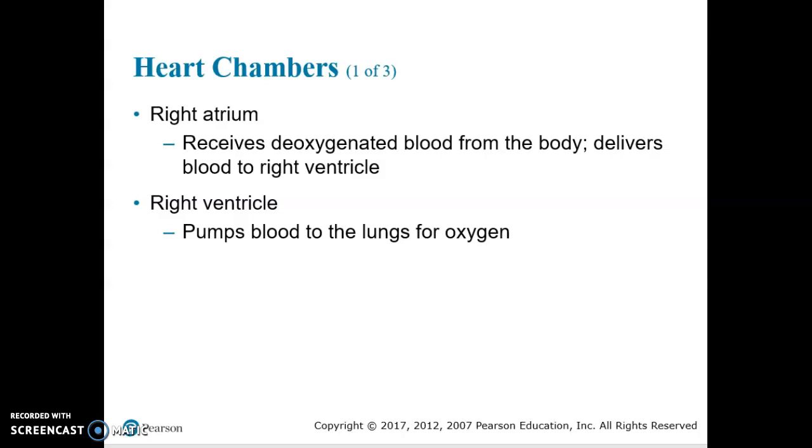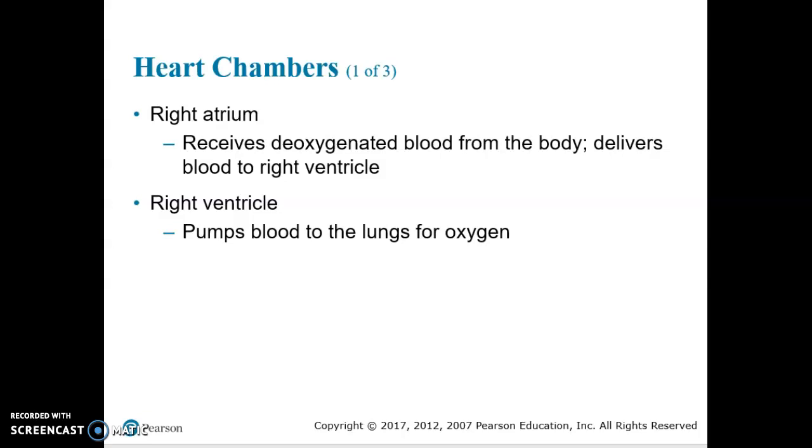Chapter 1, Video 3. Today we're going to discuss the heart chambers. We're going to continue with the anatomy of the heart. We went over in the previous lecture the way the blood travels through the heart. So now you can start learning what each structure does and what the purpose of it is.